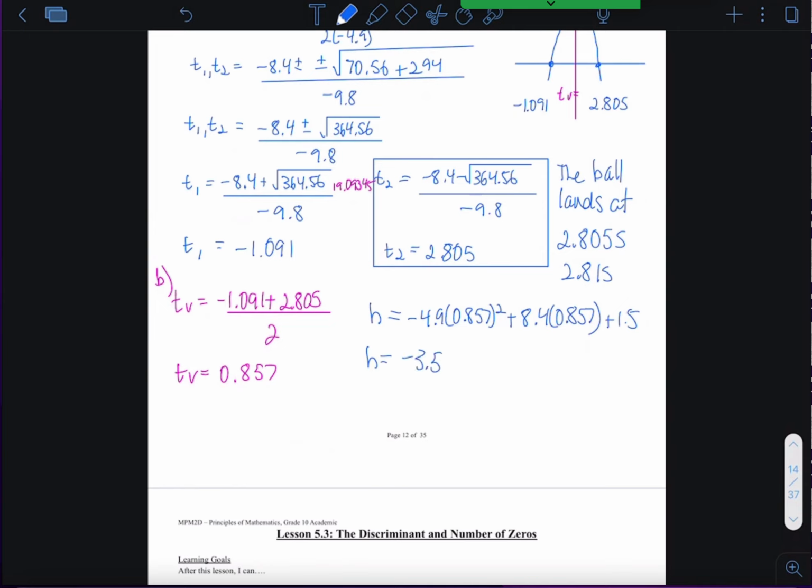Negative 3.5988 plus 7.1988 plus 1.5. Okay, so I'm getting that the height is 5.1. So the max height is 5.1 meters.